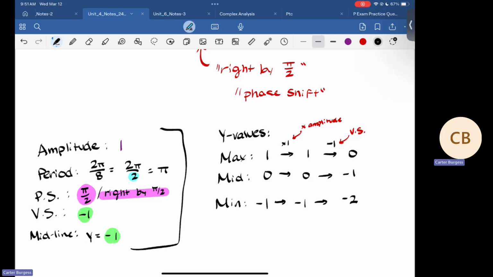There are other ways to do this, but I think this is a fine way to do it. You could also just start at the mid and then add and subtract the amplitude to get the max and to get the min. That's also fine. Multiply by the amplitude, apply the vertical shift, which, you'll notice, is following PEMDAS. We're going to do the opposite for the x's, which is why they're tricky.